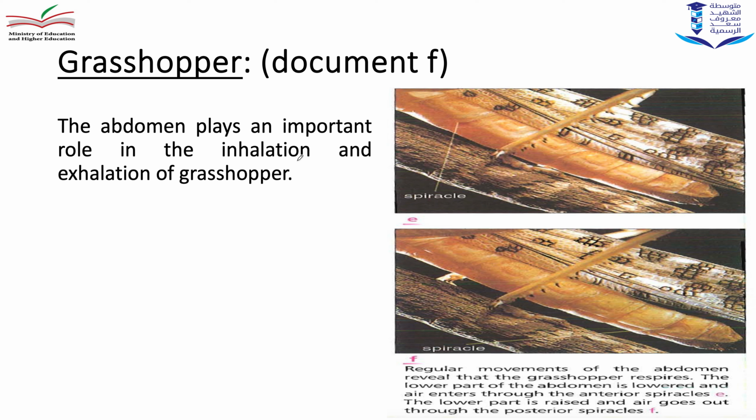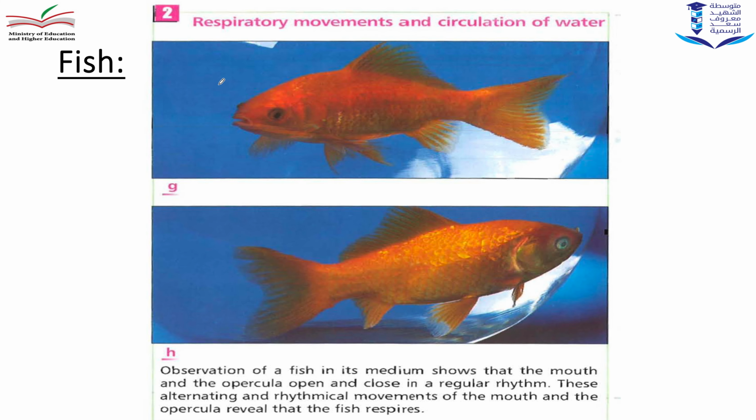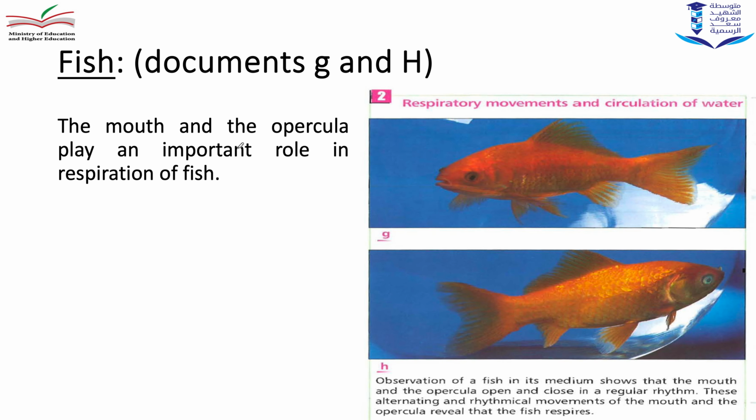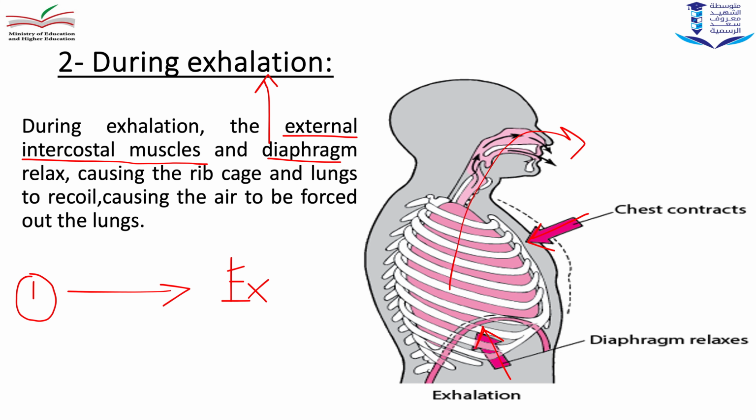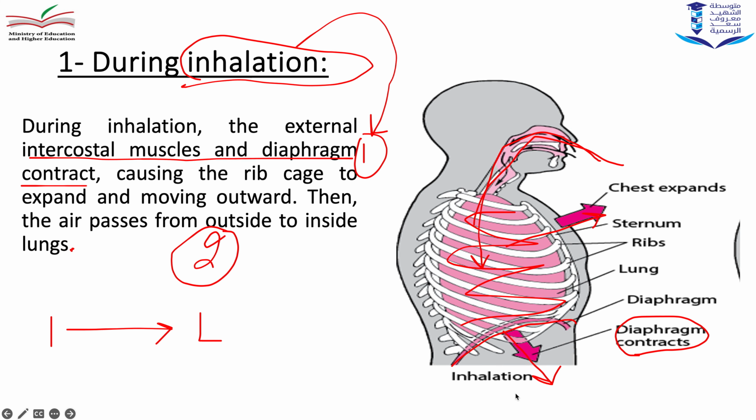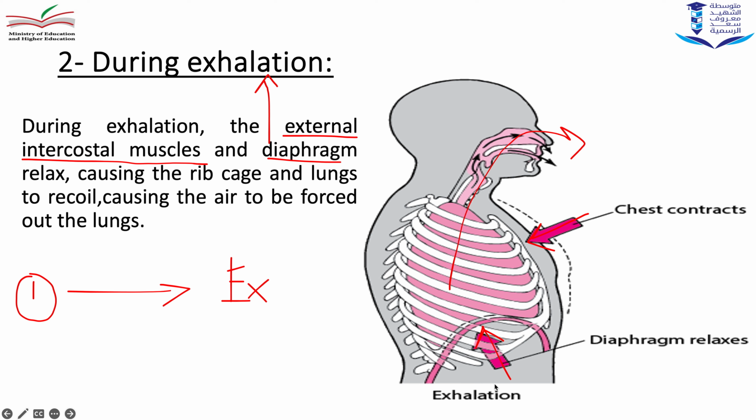This is the respiration of insects. And in this part, we talk about the respiration of fish. I also explained it in class, and I won't take anything from it. Just focus on the inhalation and exhalation of mammalian living organisms, or mammals. Focus on the intercostal muscles and the diaphragm, the role of each one, and what happens when they are contracted and when they are relaxed. Okay.